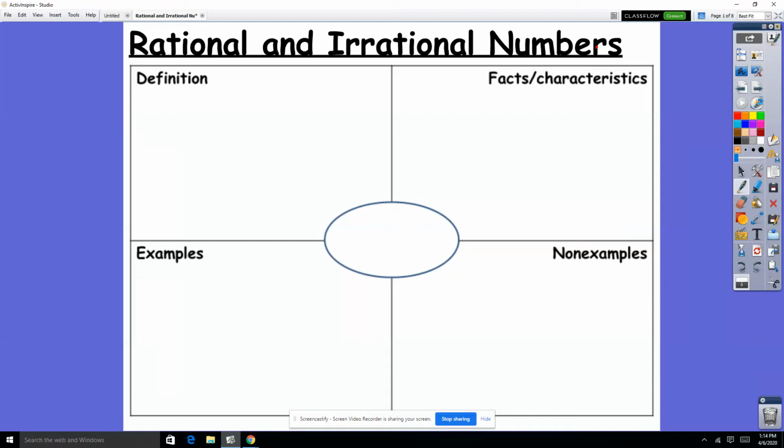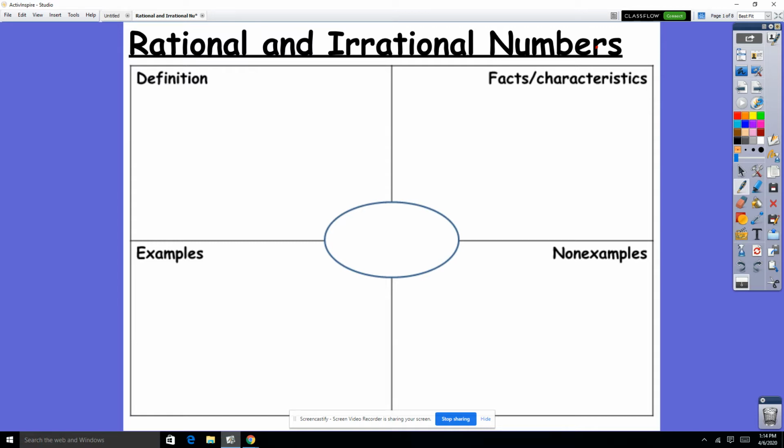Today we're going to talk about rational and irrational numbers. So get your interactive notebooks out. You're going to put your title page of rational and irrational numbers, and then you're going to flip to that page to take some notes on the difference between a rational and an irrational number.